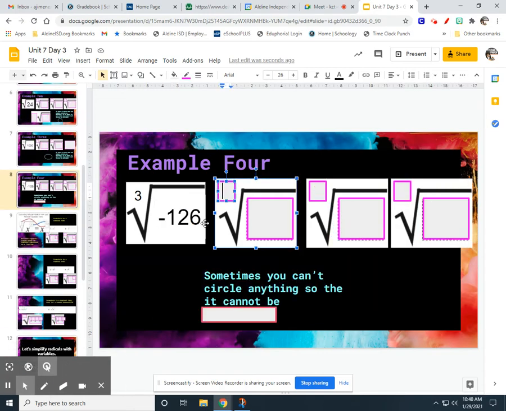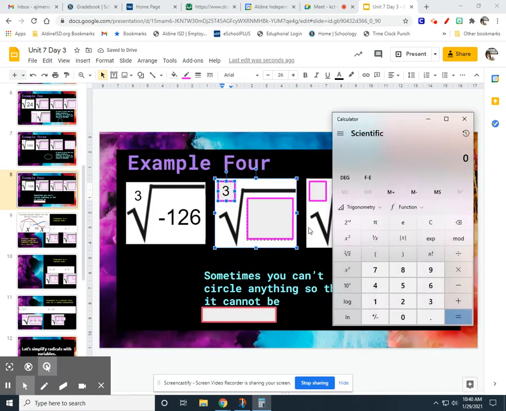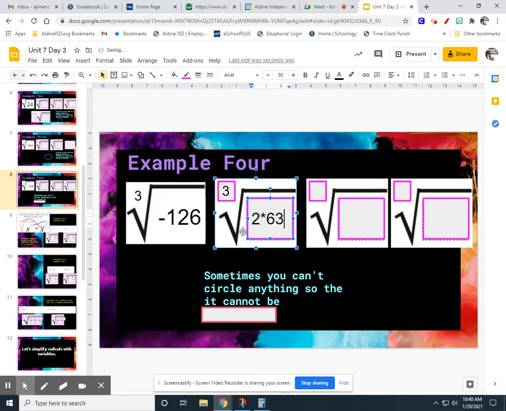All right, so let's go ahead and try this. I know it's an even number, so let me try to divide it by 2. So I'm going to get a calculator. 126 divided by 2, that's 63. So 2 times 63. I know that 63 is 7 times 9.